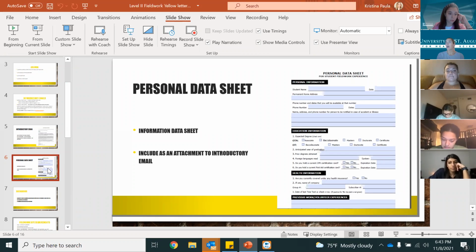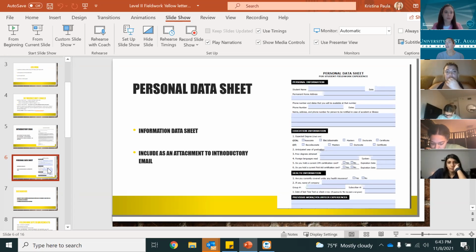They don't know what school you're from. The beginning part is your personal information. It just has your personal phone number, home address, all that. And then they want to know a little bit about your education. So what degree are you expecting to get? What year do you plan on graduating? You should all have your current CPR, first aid, all that, and then your health information. And then there is one section where you get to put your previous work and volunteer experience.